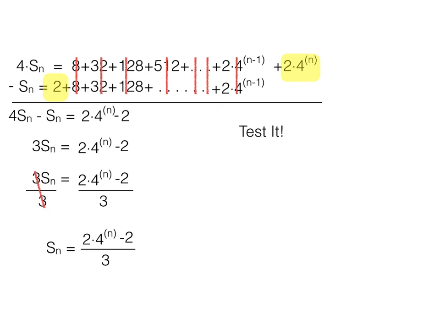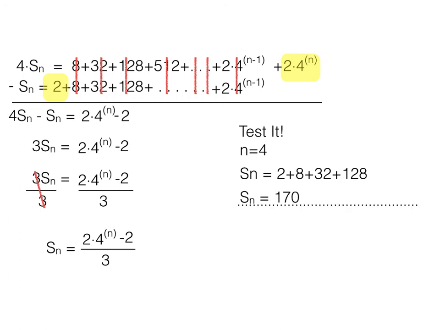Test it. Let's see if it works. So if n is 4, that means we're adding together the first 4 terms, 2 plus 8 plus 32 plus 128, which gets us 170. That's just adding it forwards. How do we test it? We need to look at our formula. So let's use our formula now. So now we're finding s sub 4, because it's the first 4 terms.